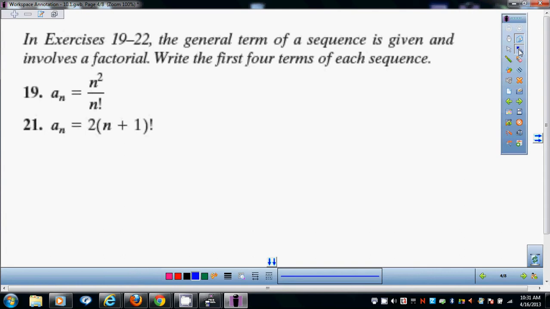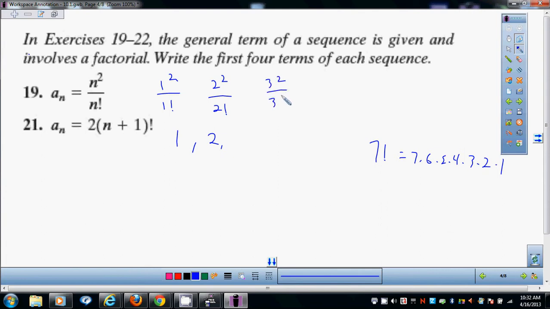So, number 19, first four terms. 1 squared over 1 factorial is just 1. 2 squared over 2 factorial. Now again, I guess I didn't really say this. A factorial is where you just take that number and multiply it by every previous number. So like 7 factorial would be 7 times 6 times 5 times 4 times 3 times 2 times 1. That's what a factorial is. So that would be 4 over 2, which is 2.